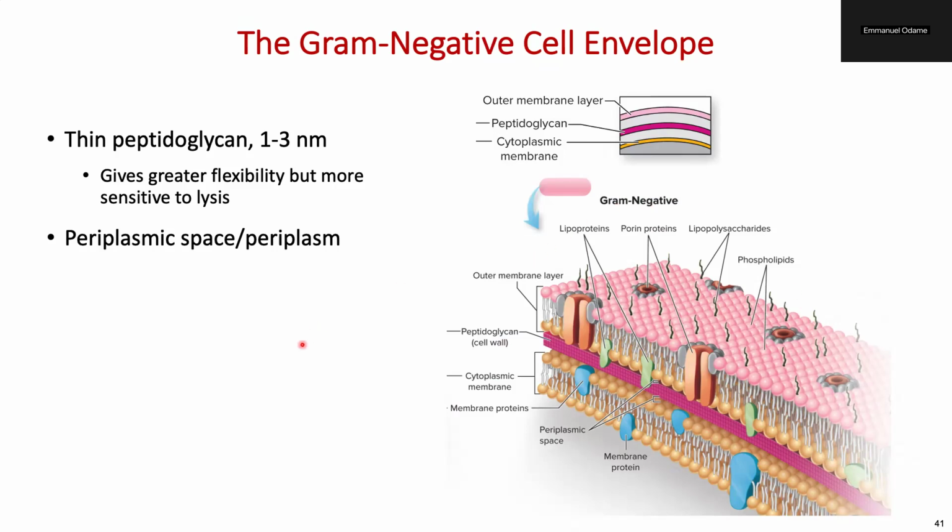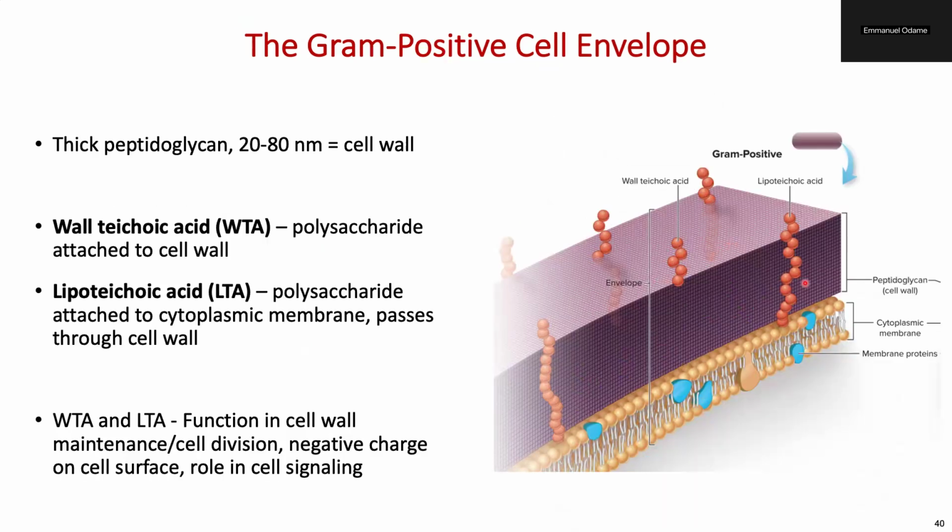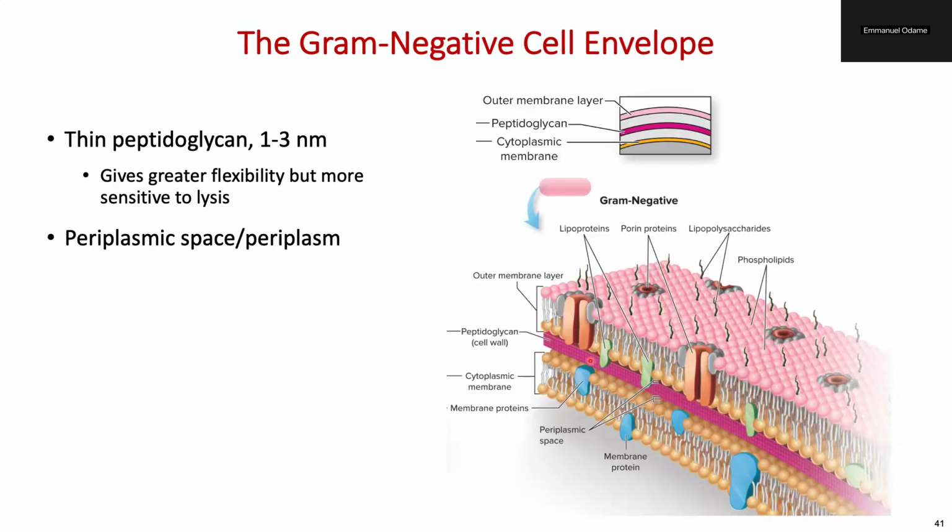So back to the gram-negative cell wall again. As you can see, compared to the cell wall of the gram-positive, which is thicker, the gram-negative is much thinner, very, very thin, at 1 to 3 nanometers in thickness, which gives it greater flexibility but makes it more sensitive to lysis. It also has a periplasmic space, which is present here. I think this one gives a clear picture: we have the outer membrane here, the peptidoglycan in place, and we also have the cell membrane.